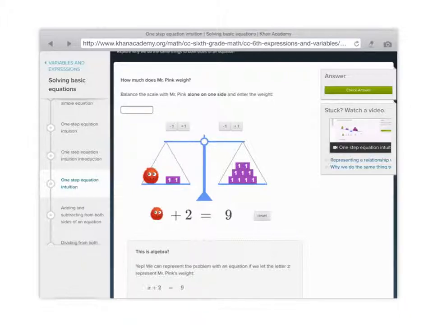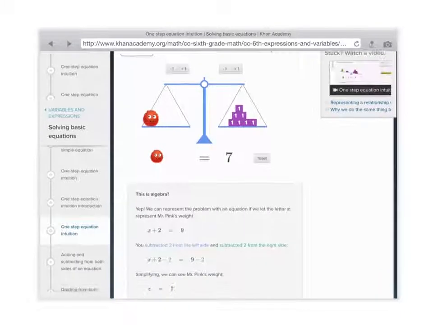If you notice now, we're not dealing with an equation. We want to be balanced on both sides. So therefore, we have to also, from the right side of the balance, take away 2 from the right side in order to balance out the scale. Mr. Pink now equals 7.